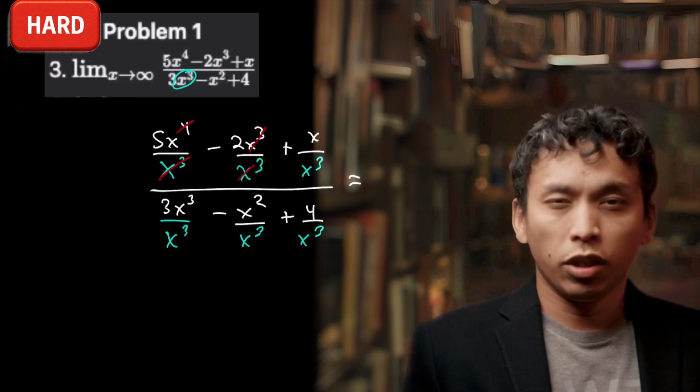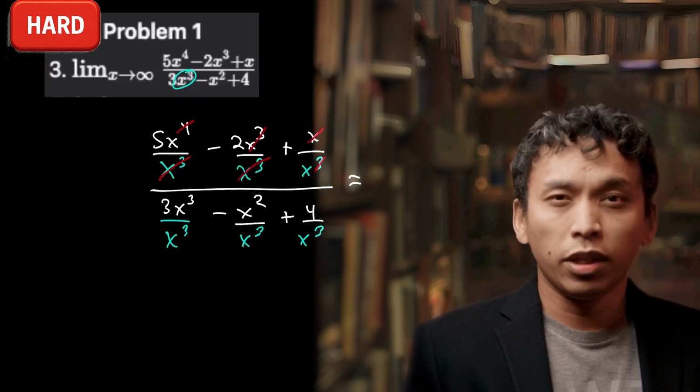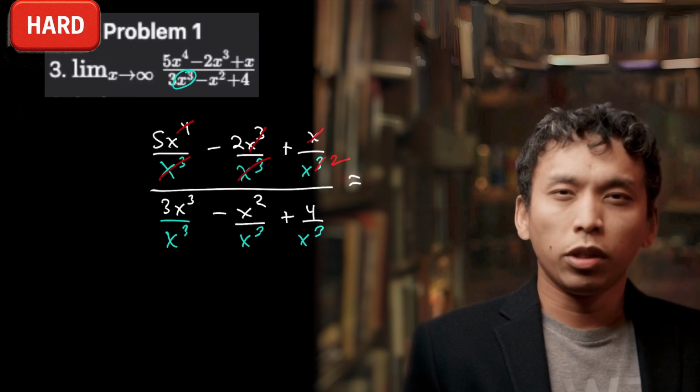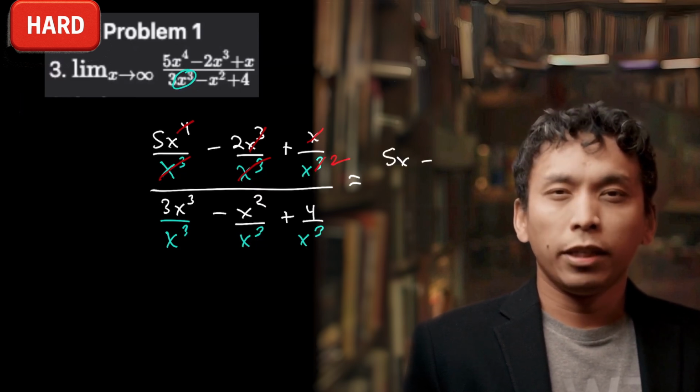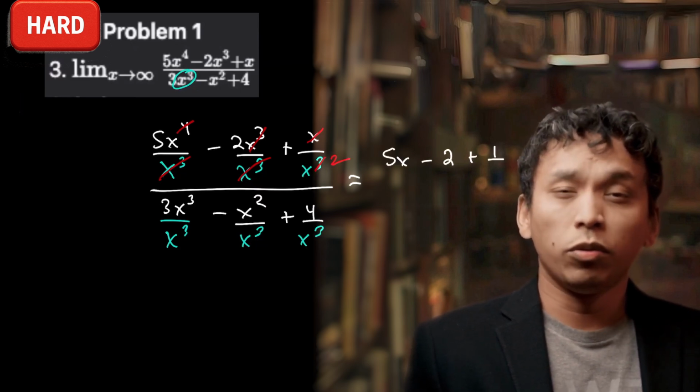The 2x to the third over x to the third perfectly cancels out. The x over x squared becomes 1 over x squared. For the numerator, we just have 5x minus 2 plus 1 over x squared.